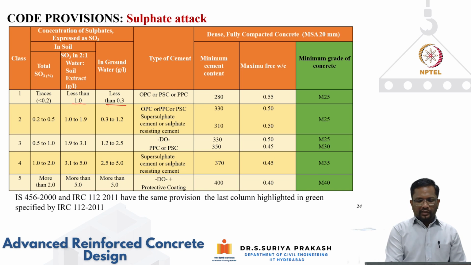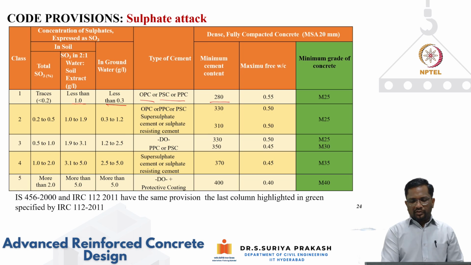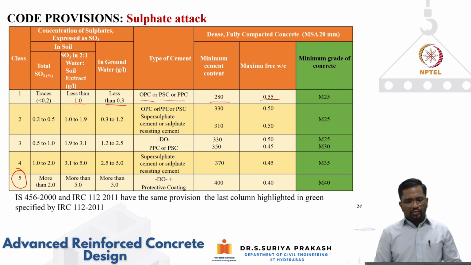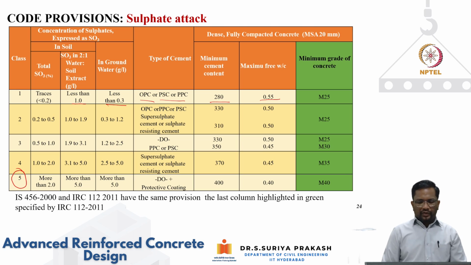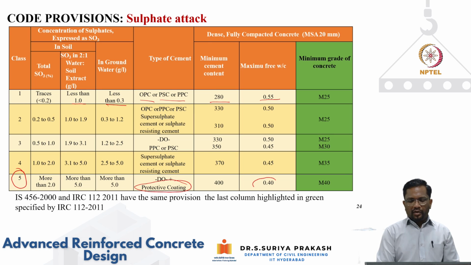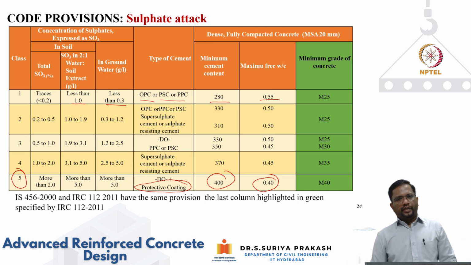In this kind of class, we can use either OPC or PPC cement. Okay, and minimum cement content is also specified. Similarly, maximum free water cement ratio is also specified. But the moment you go for a higher class, which is more prone to sulfate, we are also recommending all this. In addition to that, you also need to have protective coating, and you are limiting your maximum free water cement ratio, and also having minimum cement content. In that way, you can tackle the sulfate attack.